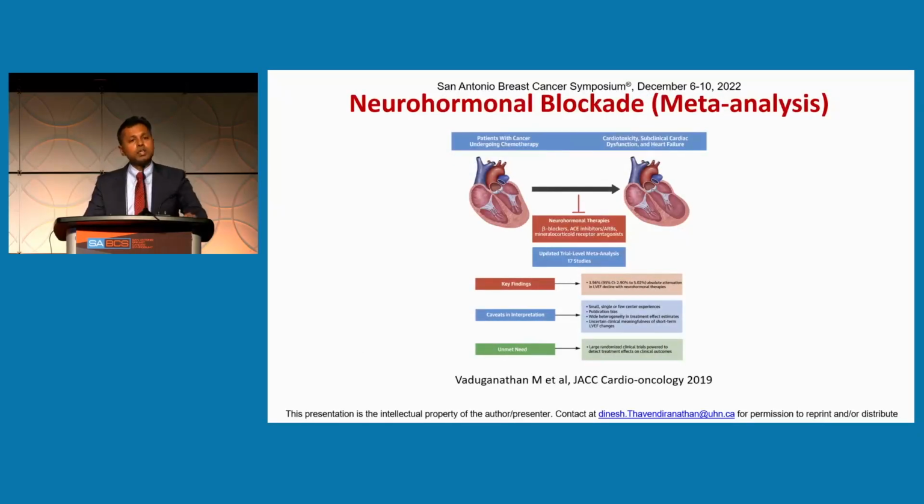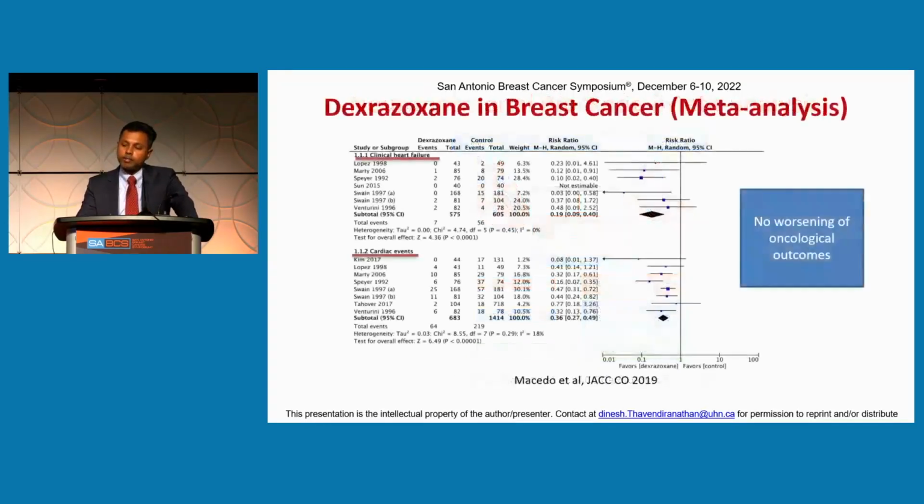Here's a meta-analysis that has put all the studies together, about 17 trials, and this study essentially shows that you, on average, prevent about a 4% decrement in left ventricular ejection fraction. But most importantly, this meta-analysis highlighted the deficiencies in the data, the heterogeneity in the populations that are studied, and also emphasized the importance of collaboration between oncologists and cardiologists to do larger trials that are focused on important clinical outcomes, such as clinical heart failure.